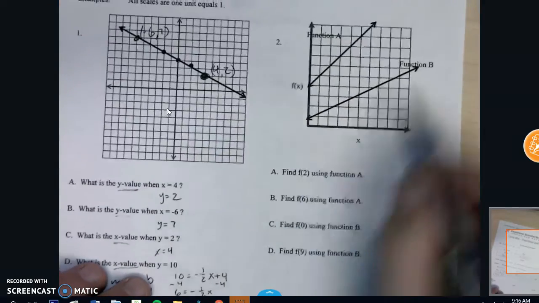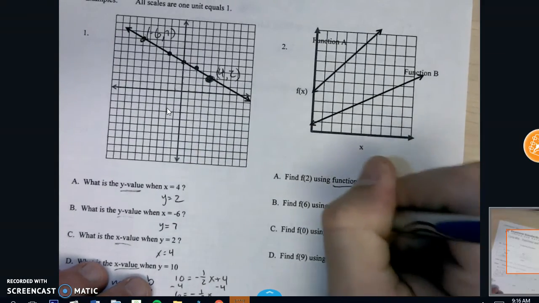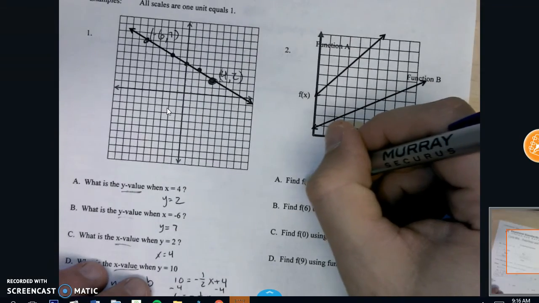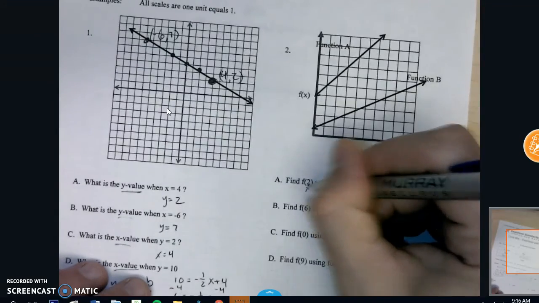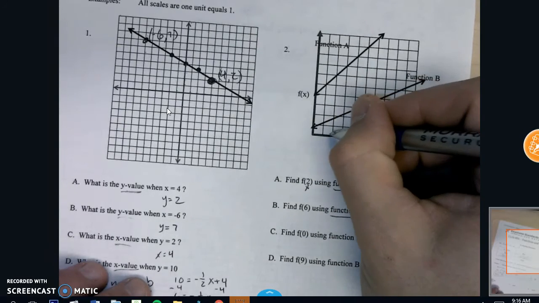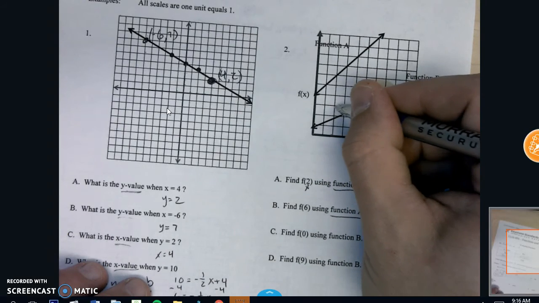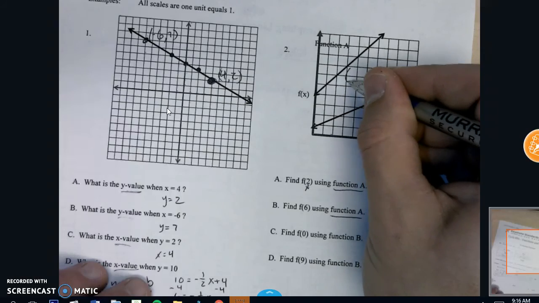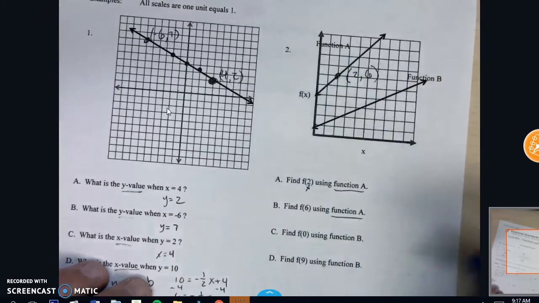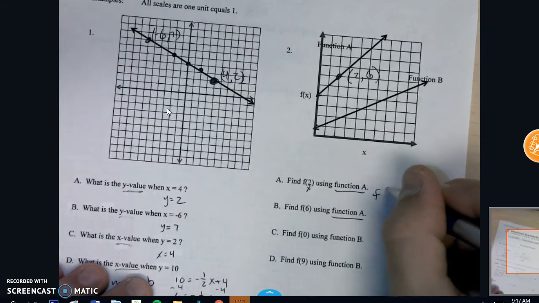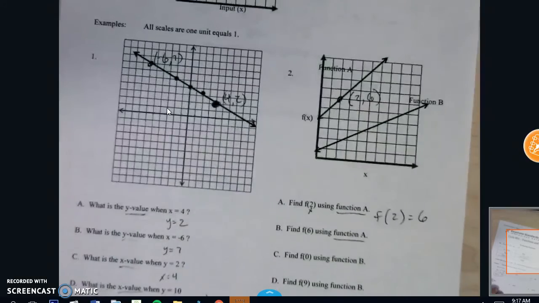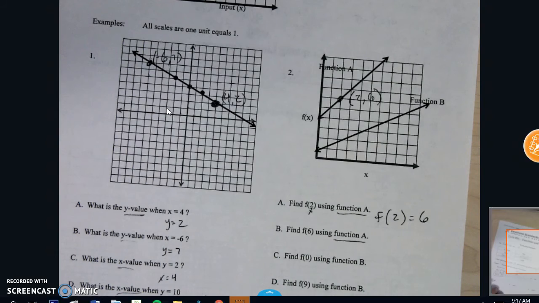Okay, one other one here. Let's go ahead and do function A only. Function B we'll let go. So function A, when f of 2. So this means the x value is 2. 1, 2. I've got to find function A, which is here. Okay, and if I count up 1, 2, 3, 4, 5, 6. So this is 2, comma 6 at this point. So the f of 2 is equal to 6. The y value, or the output, or the range of that point is 6.